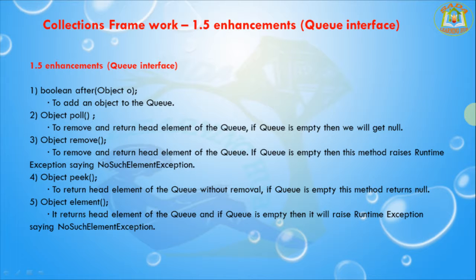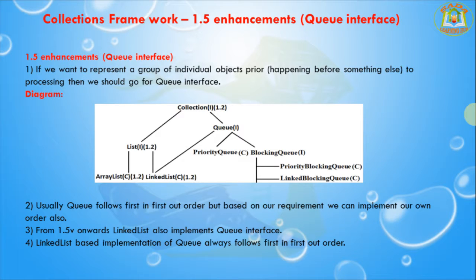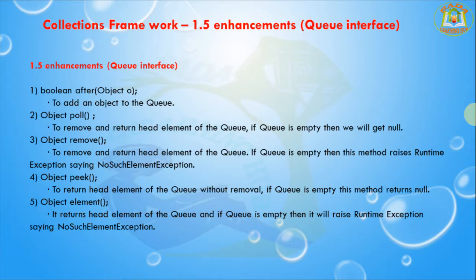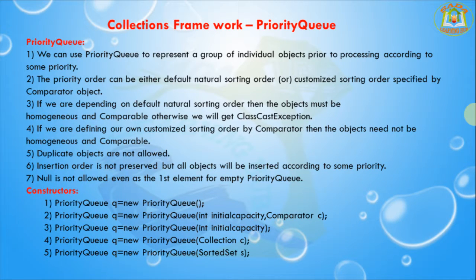Next, I am going to discuss PriorityQueue. If you see this hierarchy, Queue is an interface and PriorityQueue is an implementation class of the Queue interface. We can use the PriorityQueue to represent a group of individual objects prior to processing according to some priority. The priority order can be either the default natural sorting order or a customized sorting order specified by a Comparator object.